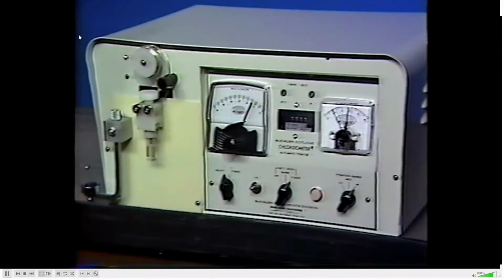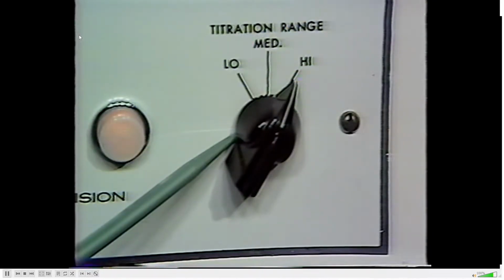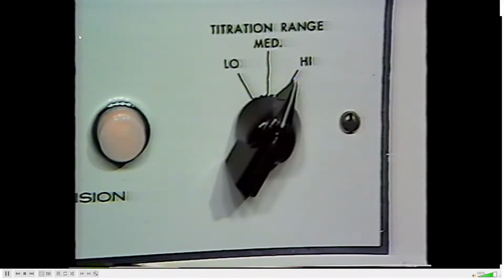The titration range switch has a low, medium, and high range of titration. The titration switch is kept in the high position for titration of serum, cerebrospinal fluid, and exudate chlorides. This position is dependent on the total titration time. In cases where low chlorides are present, the switch may be adjusted to slow down the rate of titration.